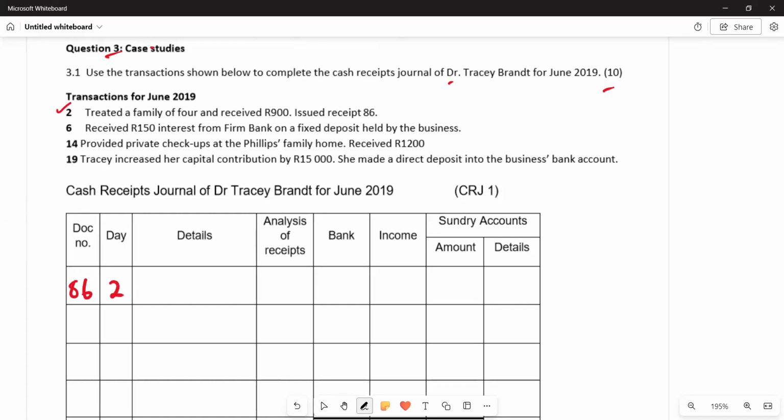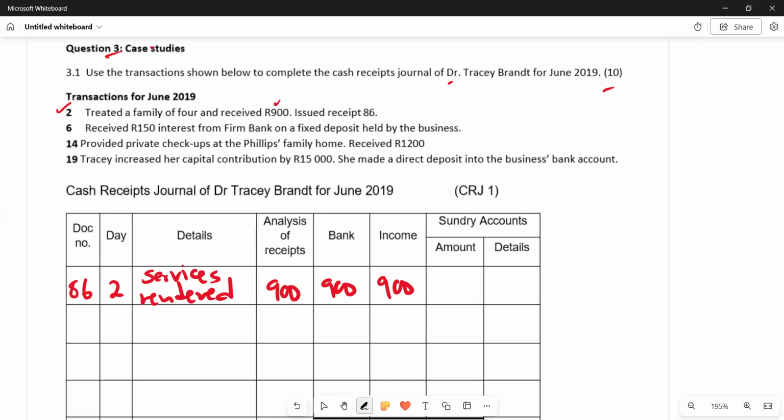Then on details, you are going to see that these are services that have been rendered in terms of treatment of the family. So you can just say services rendered. And then the amount that we have is 900. So we're going to say 900, which is the same amount that should come under our bank. And it's also part of our income. So we leave it like that.